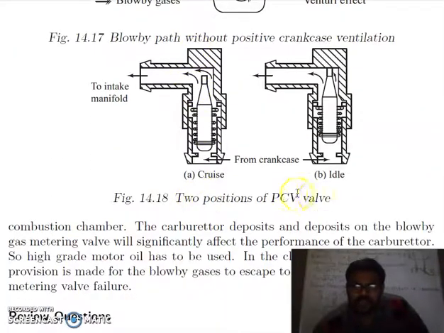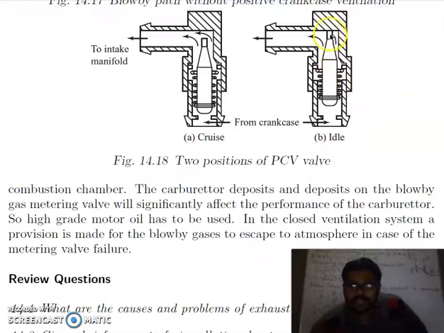So two positions of the PCV control valve are shown. One is at idle, another is at cruise. At idle condition, this valve is closed and there is a small amount of space beside the valve. While at cruise speed, this valve is fully open. This is from the crankcase side, and this is the intake manifold. At cruise speed it is fully open, so the flow rate is larger as compared to the idle case.